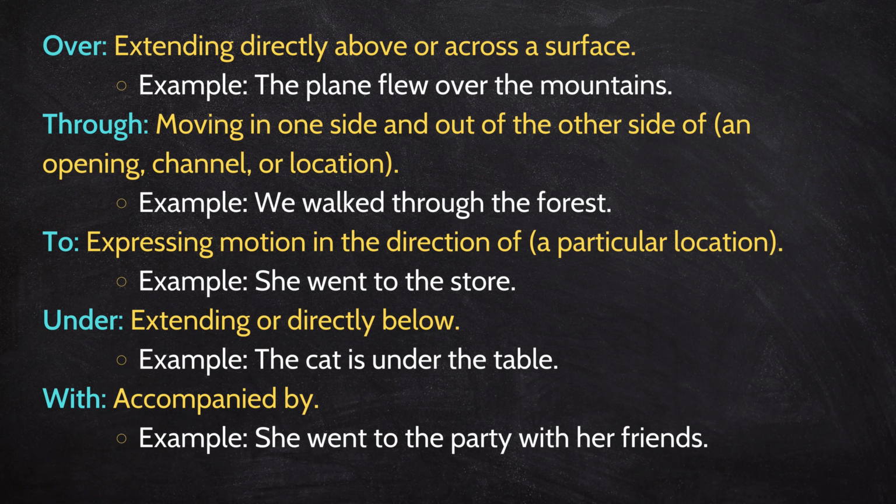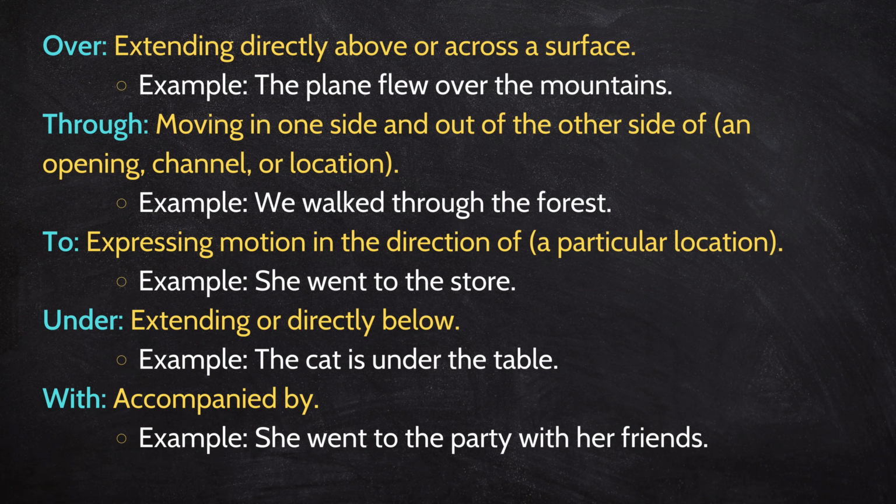Through, moving in one side and out of the other side of an opening, channel or location. Example, we walked through the forest. Forest is a location, and we walked through the forest. We moved from one side to the other side. To, expressing motion in the direction of. Example, she went to the store. Here, to is used when there is a particular location given. So, the particular location is the store.